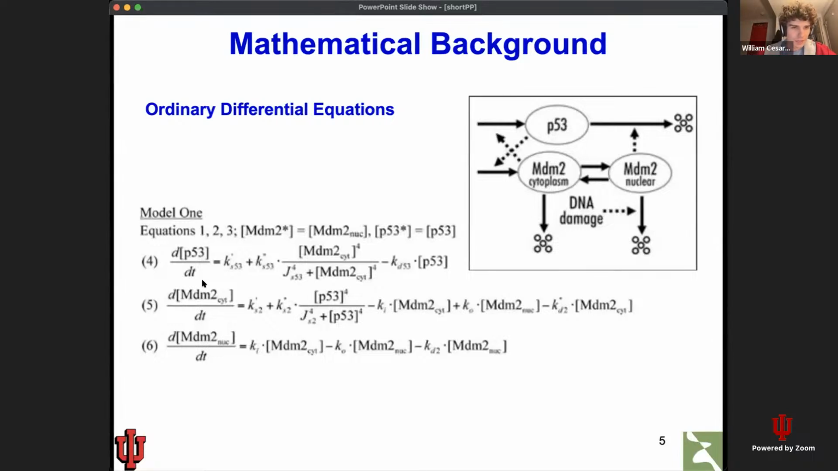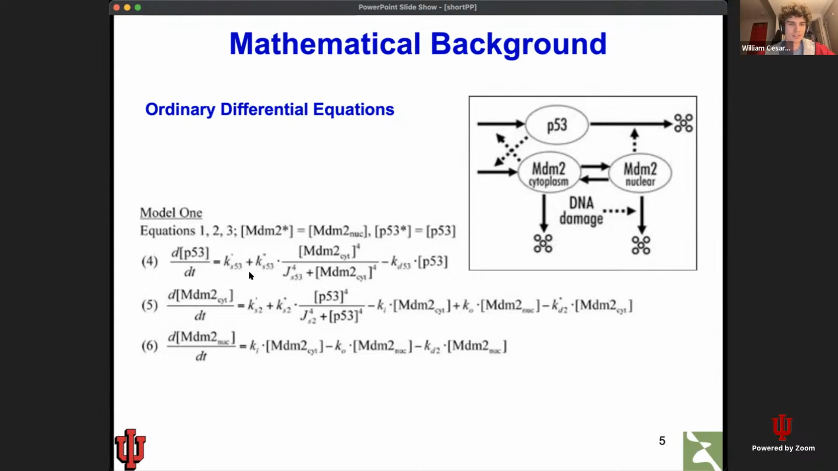So I'll just explain one of them really quick. Let's take P53, for example. The first ODE, dp53 over dt, is essentially the rate of P53, which is the basal rate, K prime S53. The basal rate is the rate at which P53 is being produced in a healthy cell with no DNA damage. And then this is the Hill function.